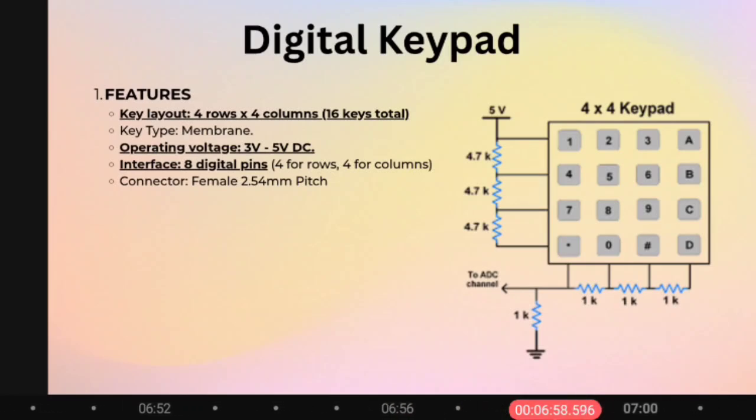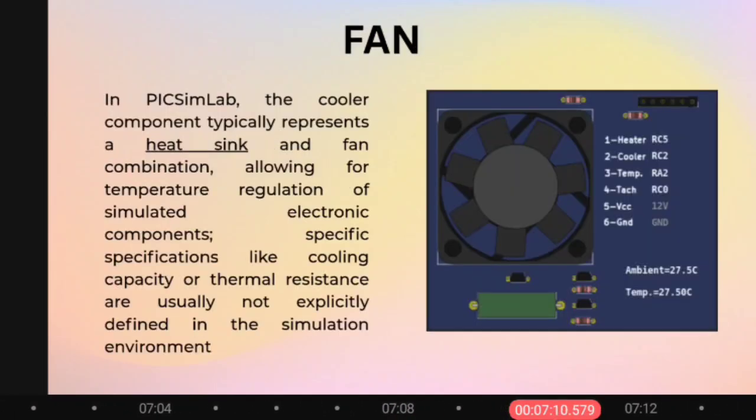As you can see in the diagram, there is a 5 volt operating voltage, and a 4.7 k resistor is connected in series and connected in parallel to the 4x4 keypad.